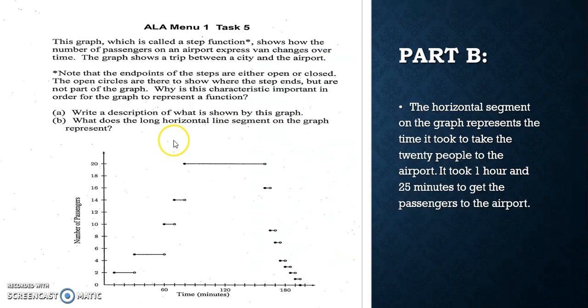Now part B, it says, what does the long horizontal line of the graph represent? I've been saying this for the longest. I don't even know why I put an hour and 30. It's about an hour and 25, 30 minute drive. But for 20, this is the long one. So for 20 people, that's a whole hour and 20 minutes. I gave it the extra 5 because it might take passengers a little bit longer to get off the bus.